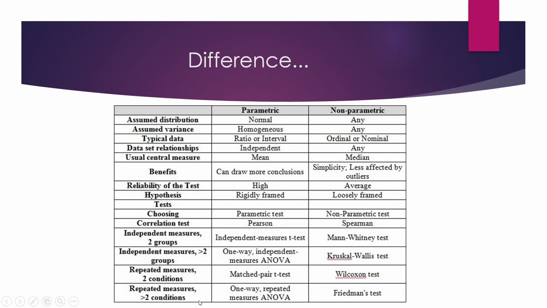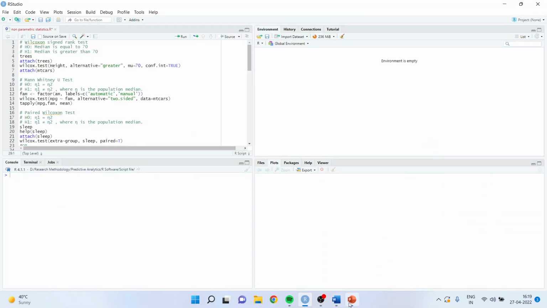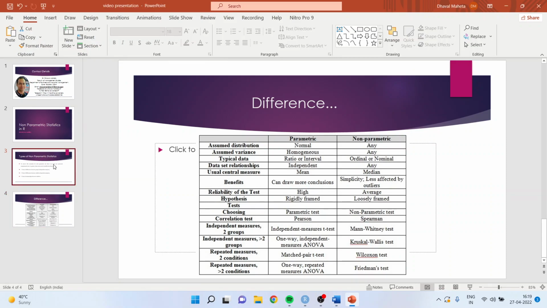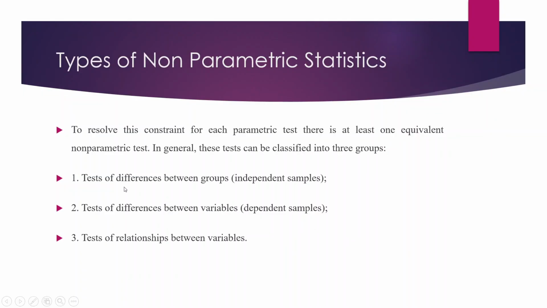If we talk about repeated measures with more than two conditions, that means the observations are taken at more than two time intervals. So here we use repeated measures ANOVA, and in non-parametric we use the Friedman test. Now let us understand how we will carry out all these tests in R. How many types of tests are there? Basically, three types of tests are there.